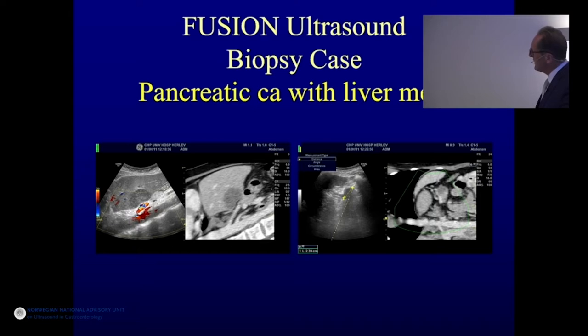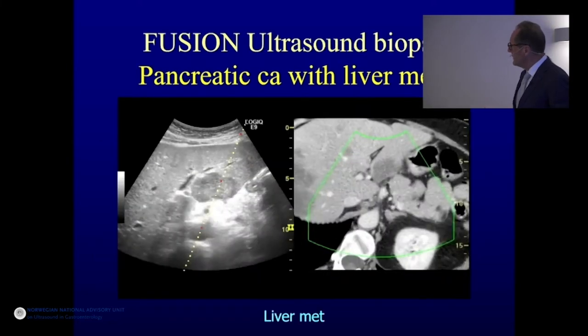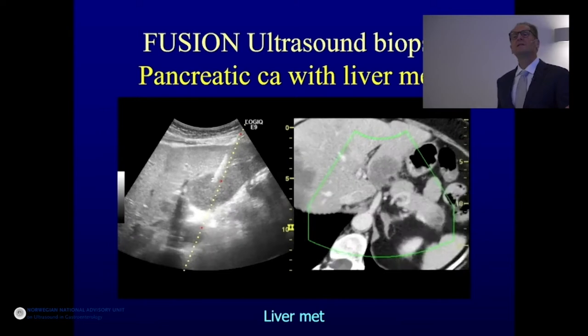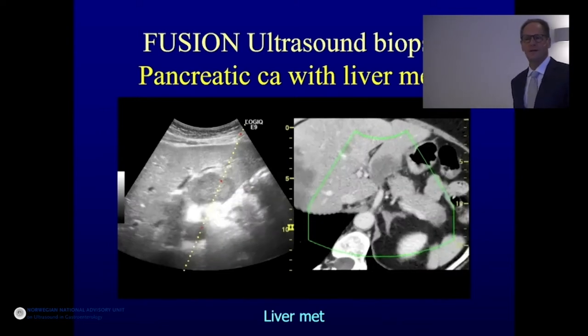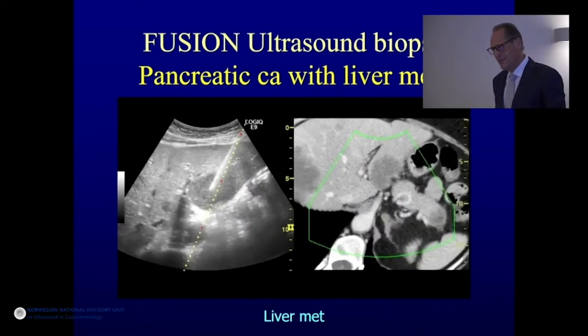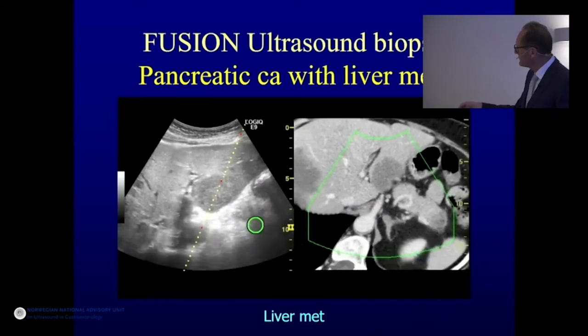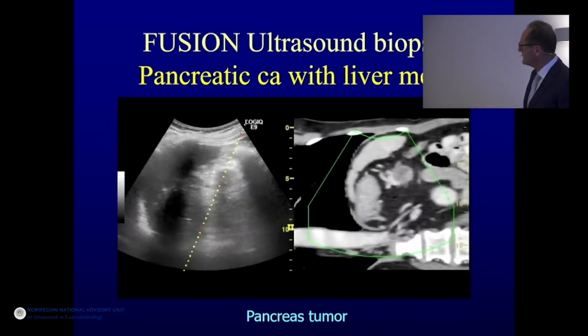Here's a case with a pancreatic cancer, a patient with a tumor in the pancreas and also liver metastasis. So we do a liver biopsy. Here we don't need the fusion for anything, but it's just fun to look at. You could easily do it without. But just to show you, of course you don't see the needle. The needle is only on ultrasound, not on the CT.